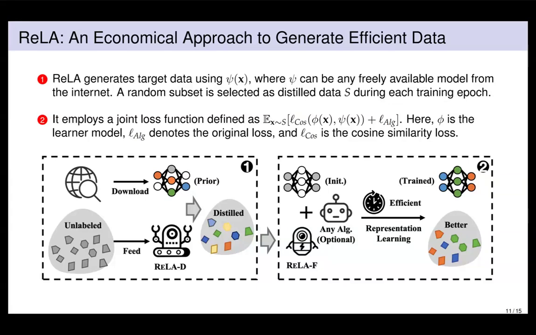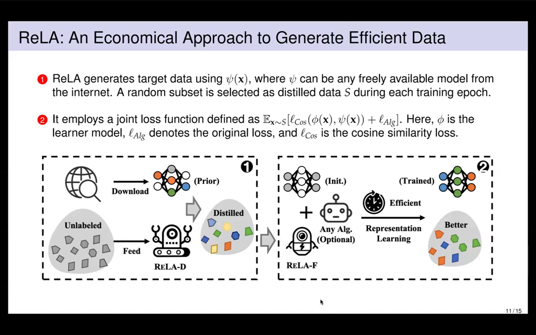So I'm going to explain why we call it economical. You know that if we want to use human workers to generate the targets, it will consume much social resources. But when we download a model and we do an inference stage using this model over the unlabeled data, it could be very cheap. So that's why we call it economical.